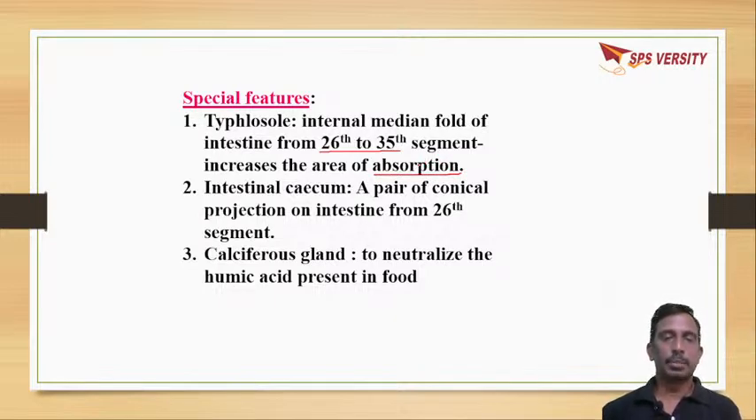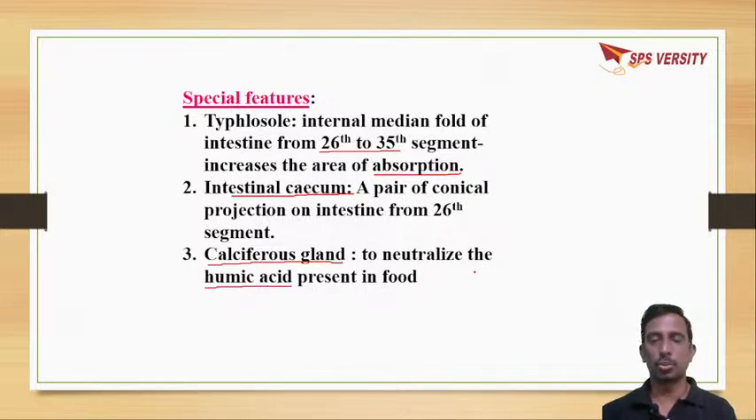And at the 26th segment, there are a pair of conical projections which are called intestinal caecae. And there are calciferous glands which will neutralize humic acid. That is, humic acid is present in the soil. So this humic acid is neutralized by these calciferous glands. These are the special features which are present in the digestive system of earthworm.